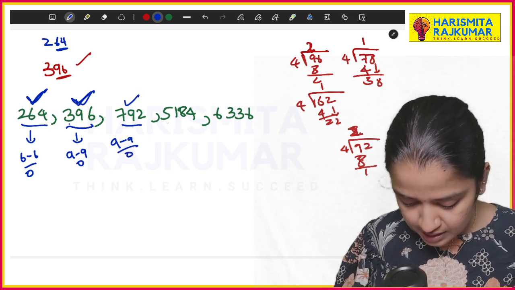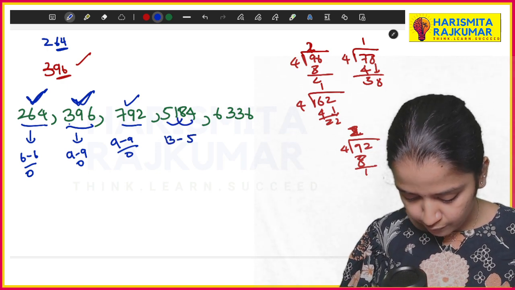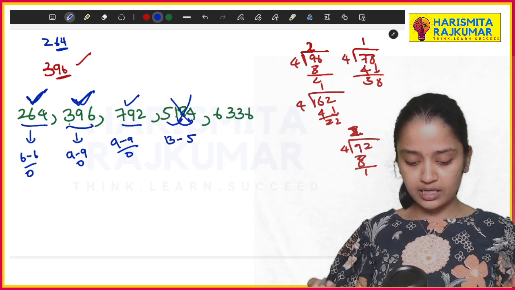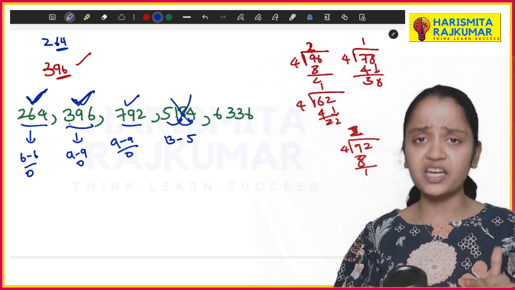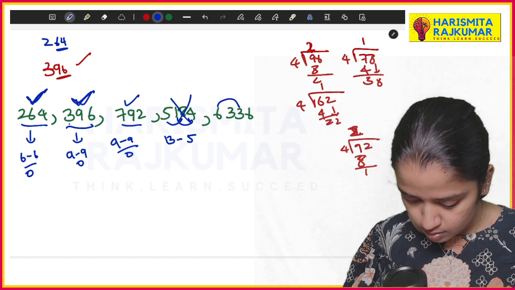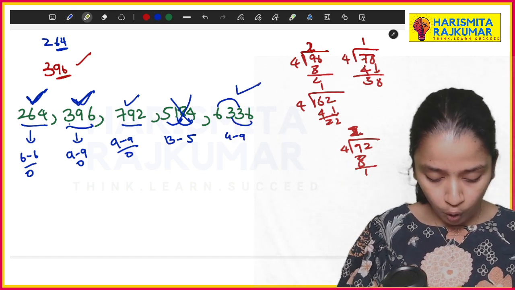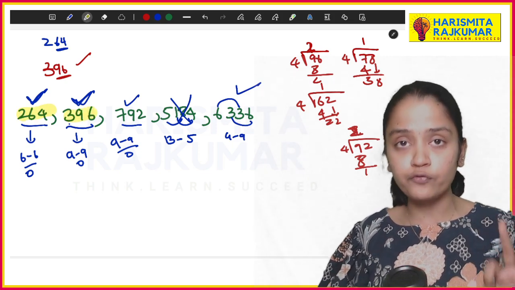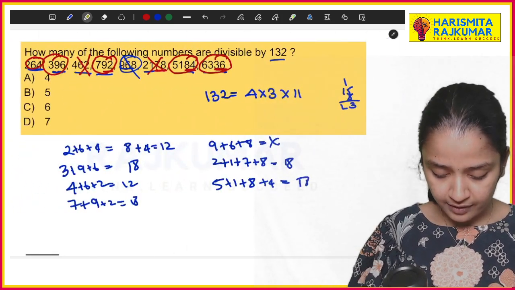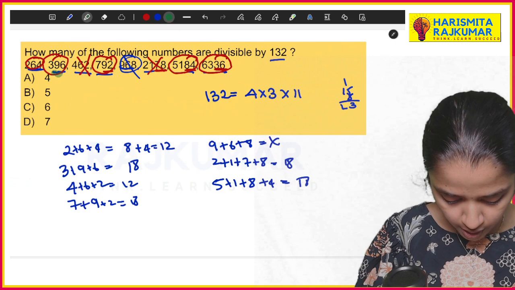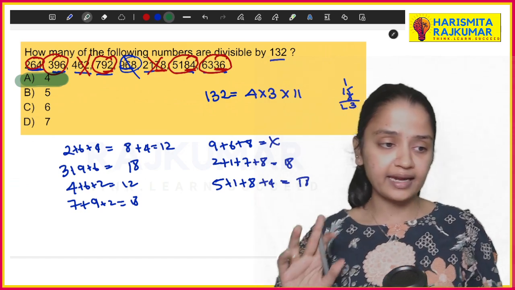Now the odd digits are here, which is 13 minus 5. This is not divisible, because 13 minus 5 is coming, so it is not a multiple of 11. Now 9 minus 9, which is 0. So there are 4 numbers that are divisible by 4, 3 and 11. So 4 is your right answer.